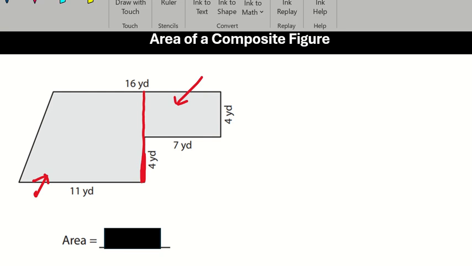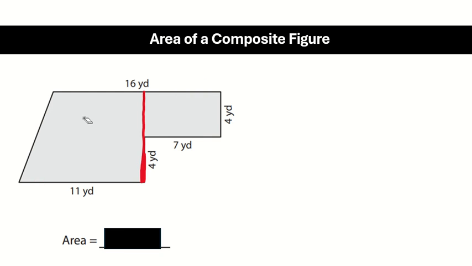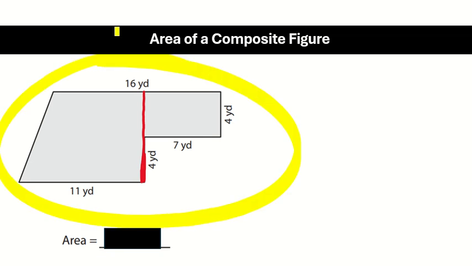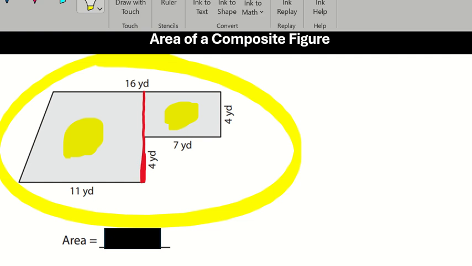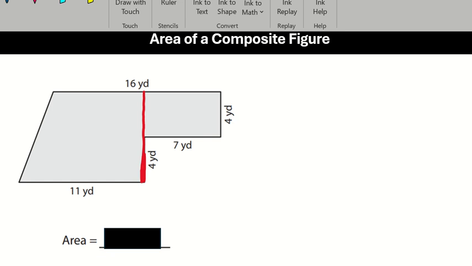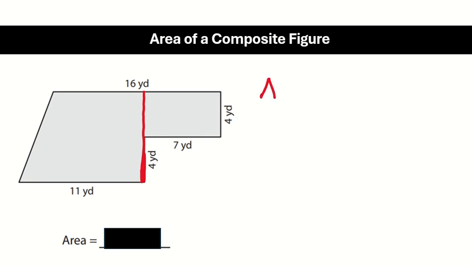Now, we can use this setup to determine the area of the entire shape by simply finding the area of the trapezoid and the area of the rectangle and adding them together. So let's go ahead and start with the trapezoid first. Now we know with a trapezoid that to find the area, we simply have to do 1/2 times base 1 plus base 2 times the height.